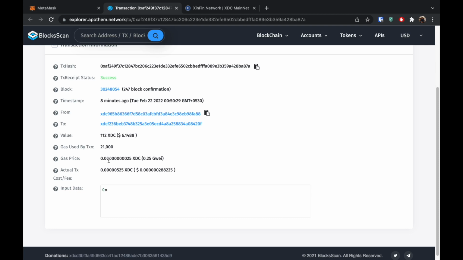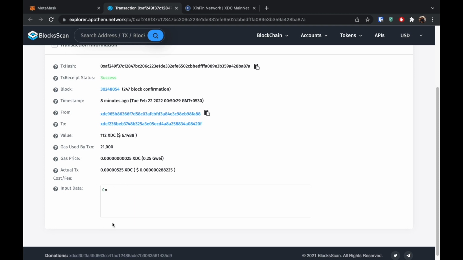Apart from that, it also tells us the value which was sent. In our case, we sent 112 XDC. The gas used by the transaction, which are essentially the transaction fees which are paid to the blockchain for this transaction to occur. Gas price is the price which each unit of gas costs. So 21,000 into this value is the actual transaction cost. So if you multiply these two, you will get this value. And that is the amount of fees which you had to pay eventually.